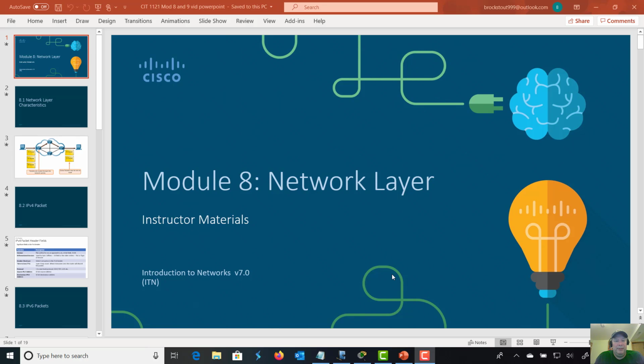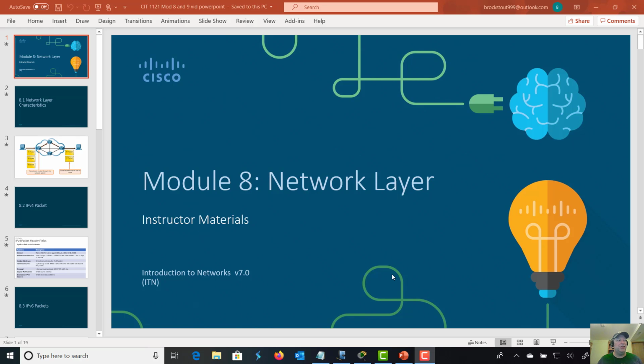CIT 1121, Module 8, 8.1. Module 8 gets into the network layer. We're going to move up the OSI model. We just finished the data link layer. We are now at the network layer, and that is where we're going to talk about packet headers, and that is where we begin here.